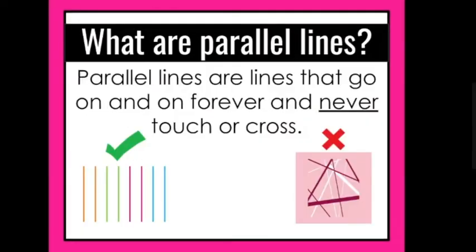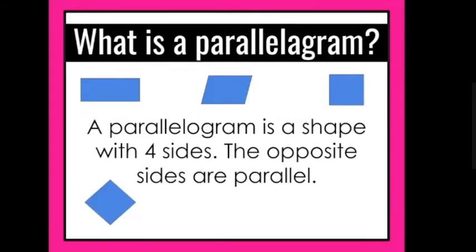What are parallel lines? Parallel lines are lines that go on and on and on forever and never touch or cross. So this first picture here with the green check mark, those are parallel lines. And the second picture where all the lines are crossing and intersecting, those are not parallel lines. What is a parallelogram? A parallelogram is a shape with 4 sides. The opposite sides are parallel.